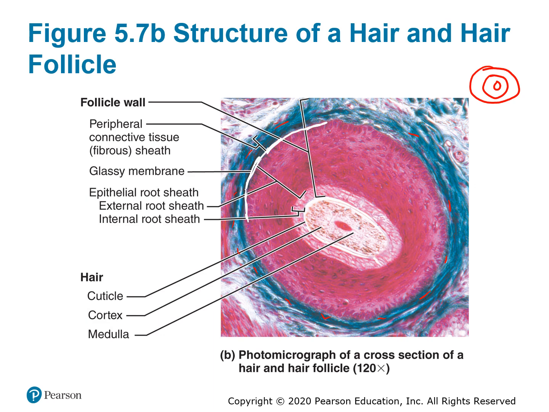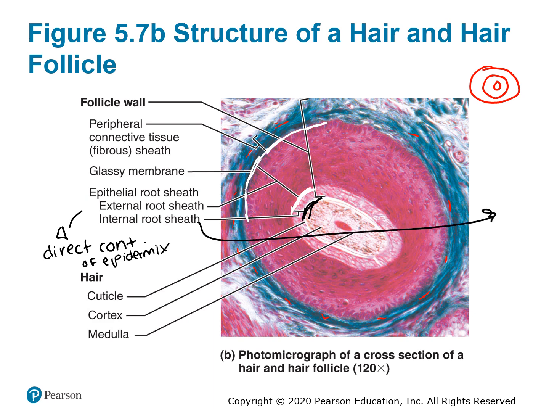And then the epithelial root sheath has two parts to it. It has an external root sheath and an internal root sheath. And the external root sheath is a direct continuation of the epidermis, while the internal root sheath is derived from the nail matrix, or from matrix cells. Okay?